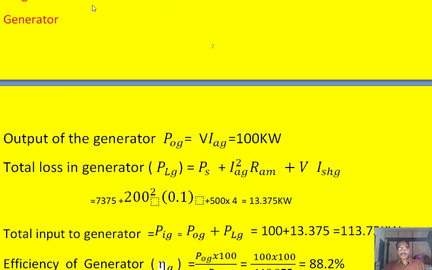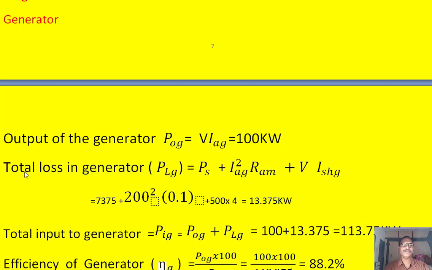Next, coming to stage 3, this is the generator part. We know the diagram, and there we can see that the output power of the generator is already given in the data itself. That is the voltage across the generator load, that is V, into the armature current of the generator, that is IAG. That is given as 100 kilowatts.